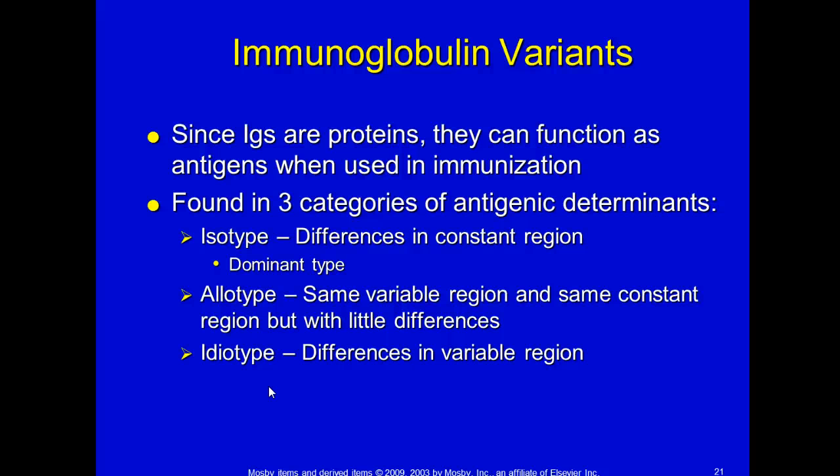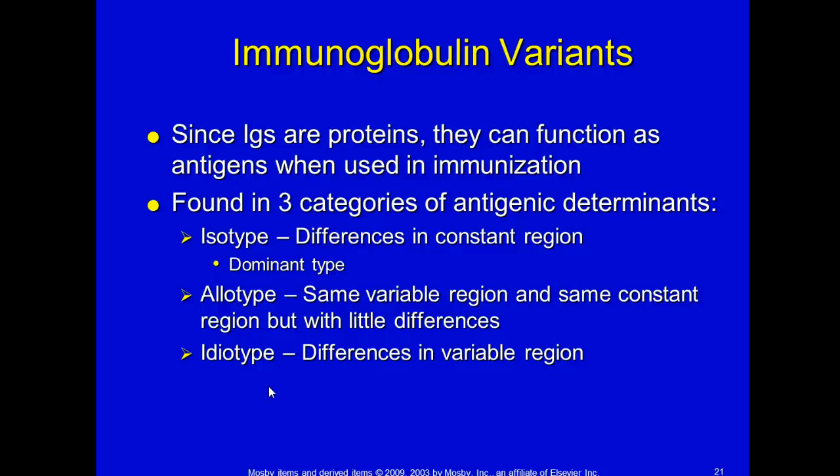Another thing we have are immunoglobulin variants. Since immunoglobulins are proteins, they can function as antigens when we use them in an immunization situation. They're found in 3 categories of antigenic determinants. An isotype means there are differences in the constant region. An allotype means there are differences in the constant and variable regions. And an idiotype is differences in the variable region.